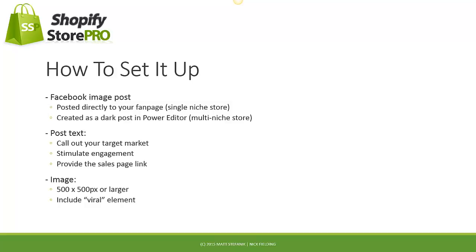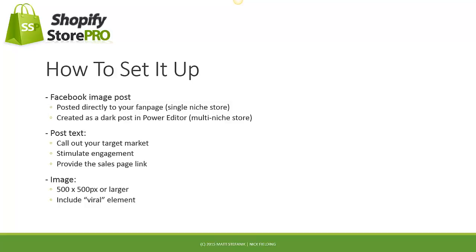So next, your image post consists of two separate pieces. The first is the post text. So in the post text, the first thing you want to do is call out your target market. Okay, so if your target market is football fans, very simply start the post with football fans. Okay, or if your target market is nurses, then start with nurses as the word, just to call out the target market. And then the next thing you need to do in the text is stimulate engagement.